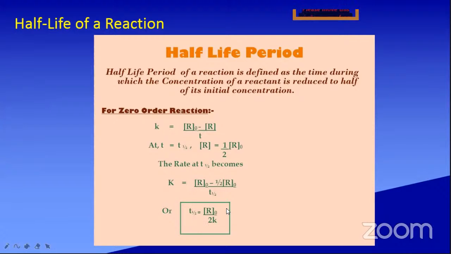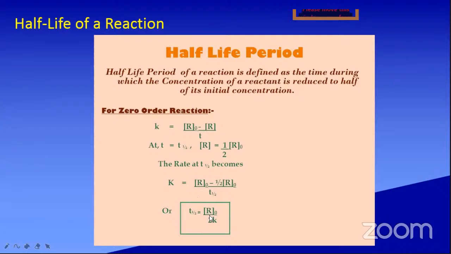Okay, numerical problems will come from this area, important. T half equal to R naught by 2K. This is the final equation of the half life in the zero order reaction. T half equal to R naught by 2K. Here T half is the half life and R naught is the initial concentration of the reactant. What is K? K is the zero order rate constant. So in a numerical, K will be given, initial concentration will be given, then simply we have to substitute the values.